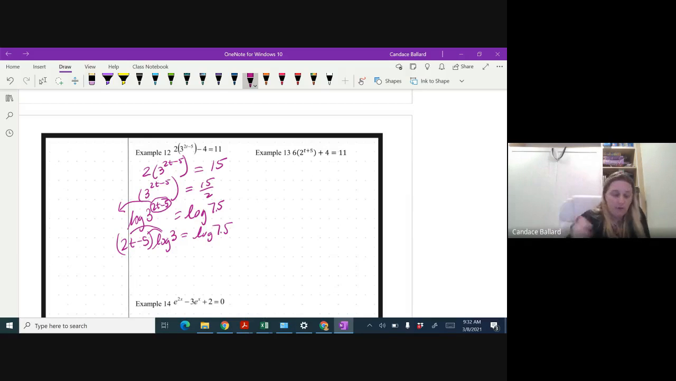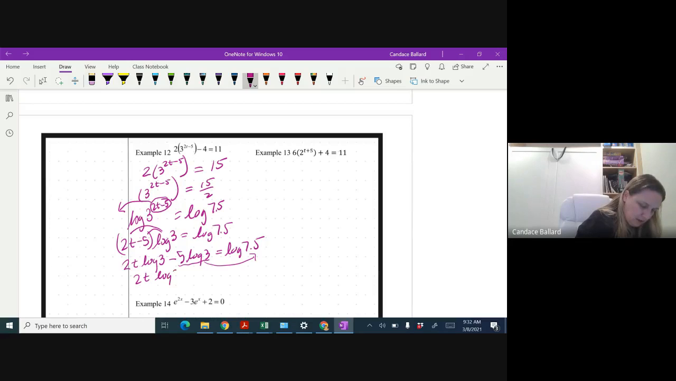Again, like I said, there's more than one way to do this. I'm going to go that route and see what happens. So 2t log of 3 minus 5 log of 3 equals log of 7.5. My goal is to isolate the term that has the variable in it, which is the one that has the t. So this thing here is just an ugly number. I'm going to move that ugly number to the other side. So I've got 2t log of 3 equals log of 7.5 plus 5 log of 3.